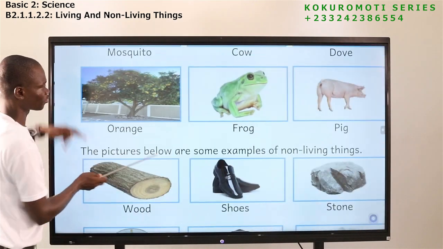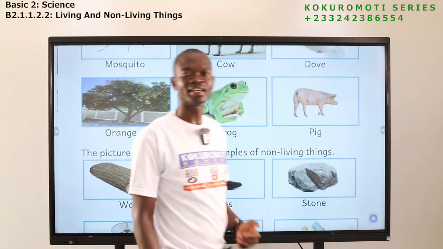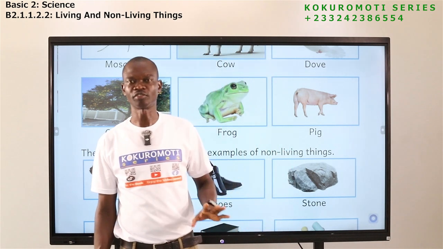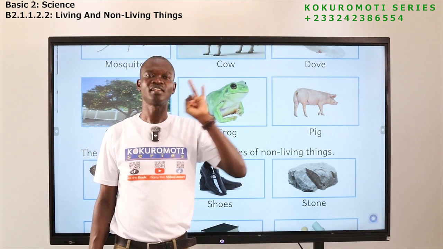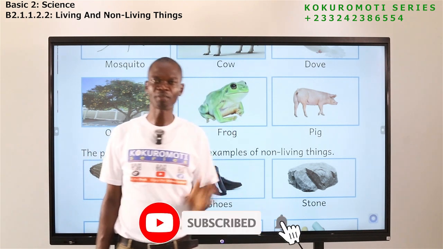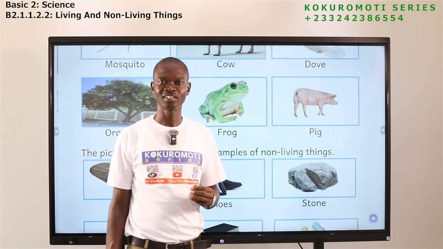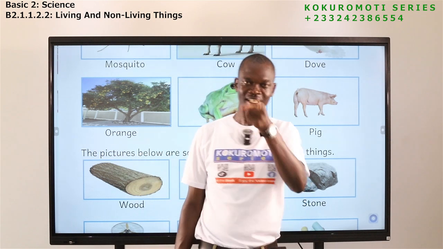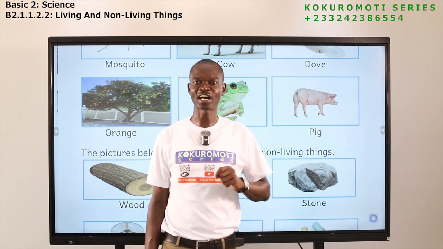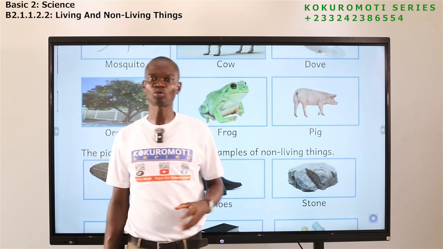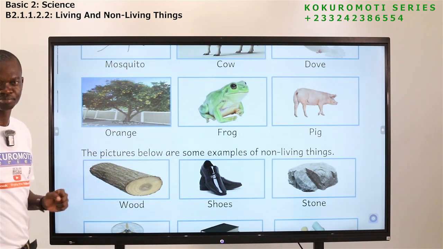So, the pictures that I've shown you are examples of living things. All living things have life in them. We are talking of human beings, animals, plants. These are living things. So if you are asked to give examples of living things, remember that you are one of them. Your dog is also one of them. The mango tree that you have at your backyard is also what? One of them.